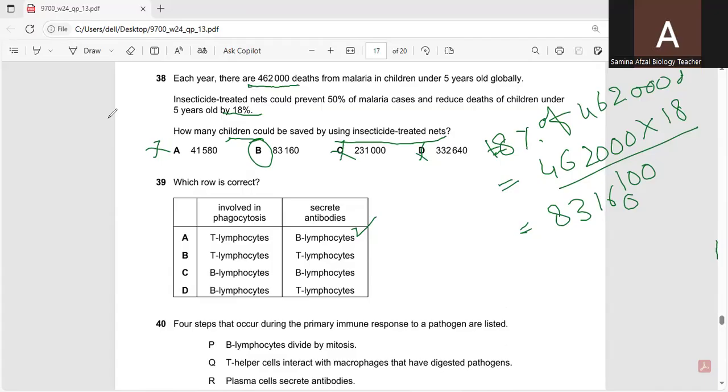So I would like to say that the T lymphocytes directly will not. T lymphocytes will not secrete antibodies, B lymphocytes do. So only A is the correct option. I already told you they are not directly involved in phagocytosis, but they enhance and activate the process of phagocytosis by secreting other chemicals. B lymphocytes secrete antibodies. So A is the correct option.